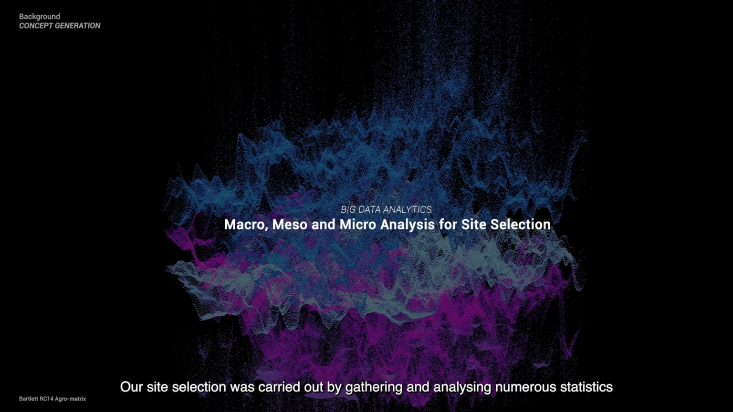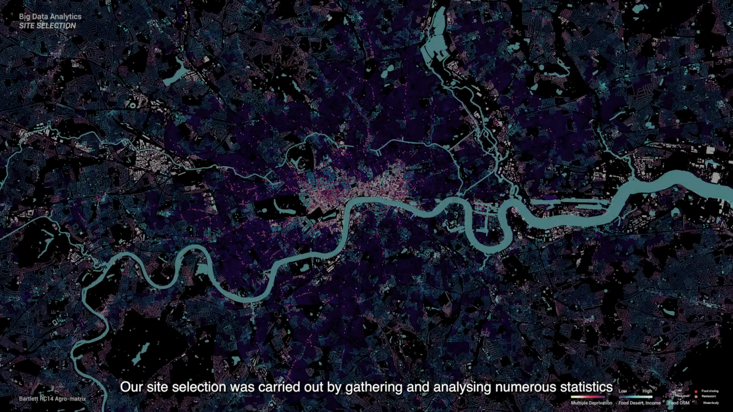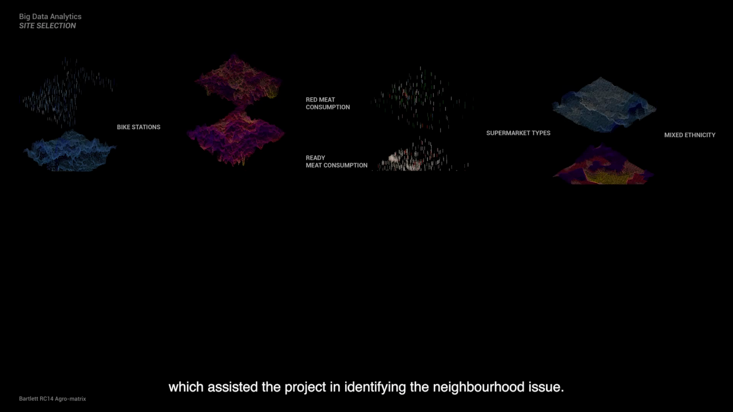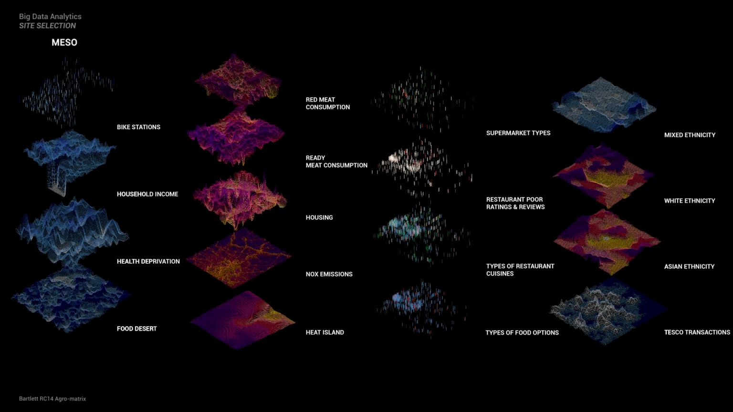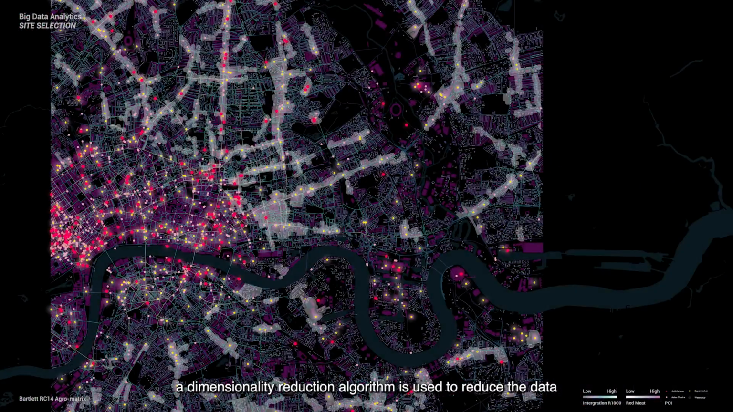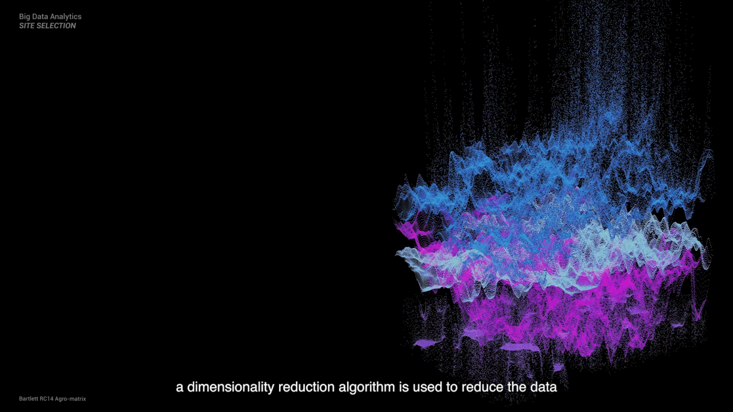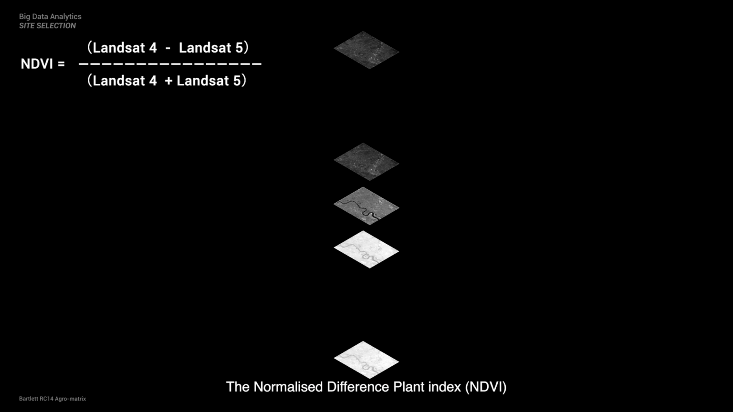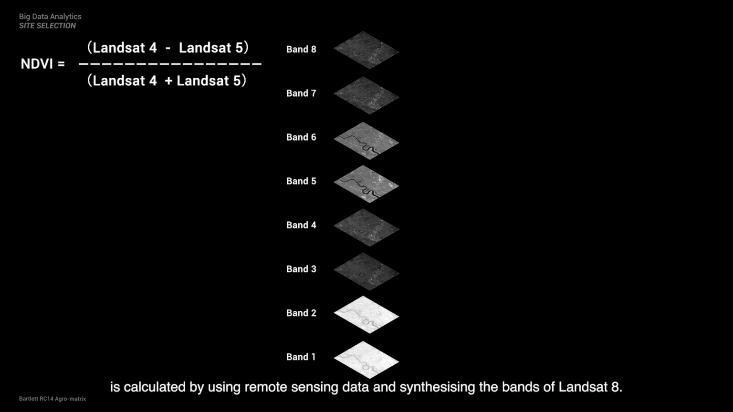Our site selection was carried out by gathering and analysing numerous statistics, which assisted the project in identifying the neighbourhood issue. Principal component analysis, a dimensionality reduction algorithm, is used to reduce the data into set components to make them more manageable for further analysis.